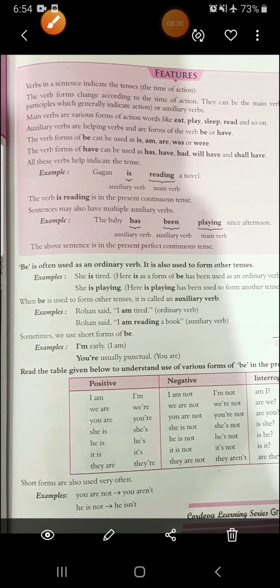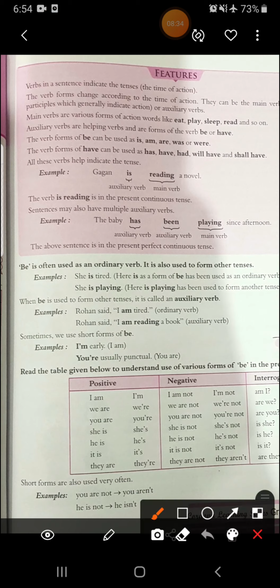Remember this. So you see the verb form of be can be used as is, am, are, was or were. Was and were are used with past tense, but suppose be is written and you have to fill a blank, then you can use is, am, are, was or were. Got it? Then the verb forms of have can be used as has, have, had, will have, shall have. Again the same thing is applied here as well.